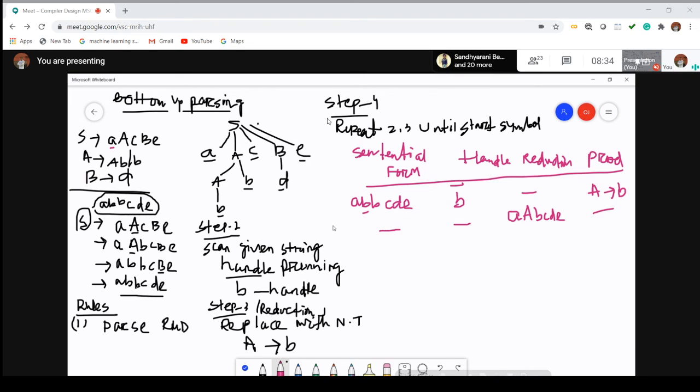Okay, then what is step number 4? We have to repeat step number 2 and 3 until the start symbol appears. Now what is my current value? Current sentential form equal to small a, capital A, small b, small c and small d, E. Okay, again I have to scan from left to right.